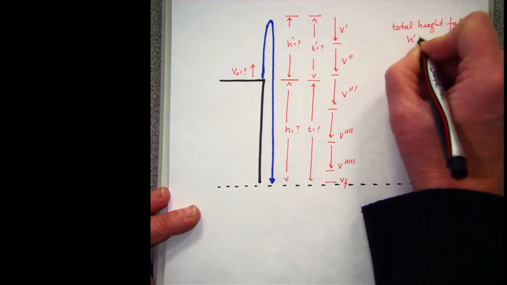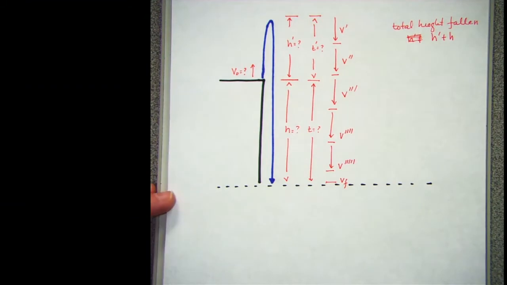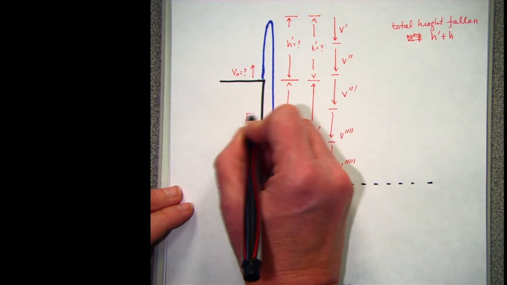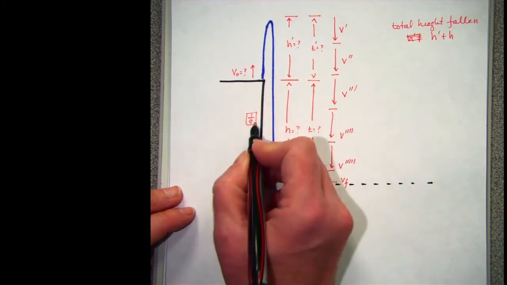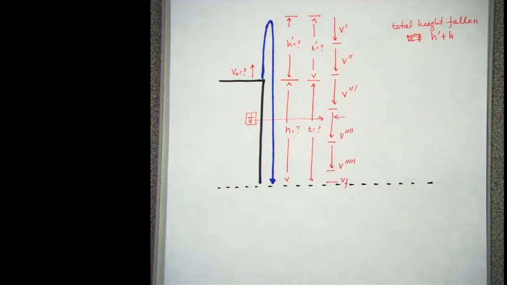Which would be our h prime plus our h, from the top of the part to the bottom of the part. So we can use this problem to ask a whole bunch of questions. One of the old questions is, I have a person looking out a window, and they want to know what the velocity is as the ball passes the window. So we can ask lots of different questions related to it.